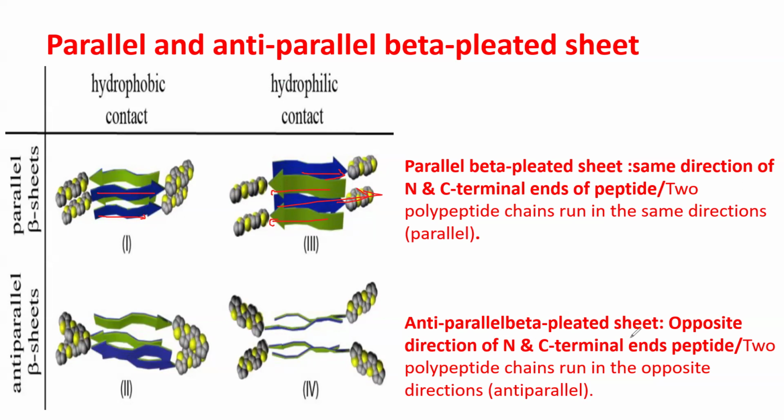In the case of the antiparallel beta-pleated sheet, we are talking about the opposite direction of the N and C terminal ends of the peptides. Two polypeptide chains run in opposite directions. That is the antiparallel nature of beta-pleated sheets.